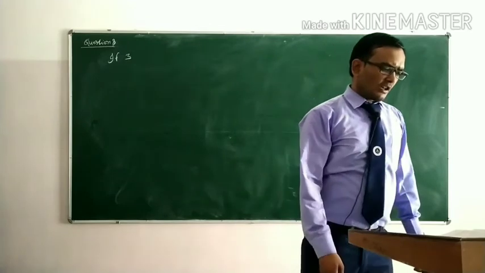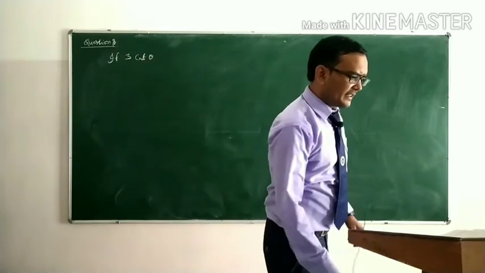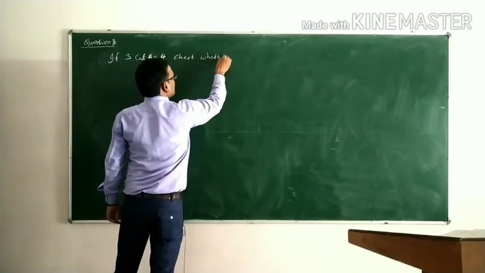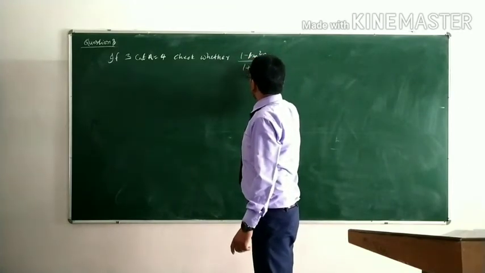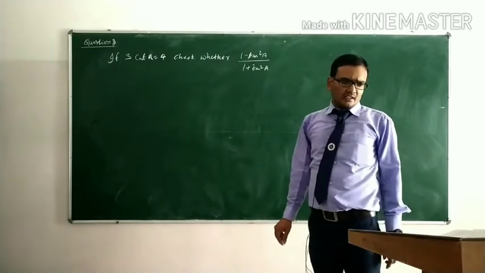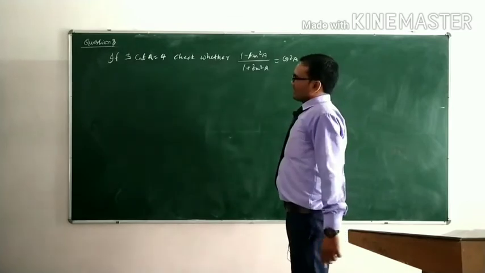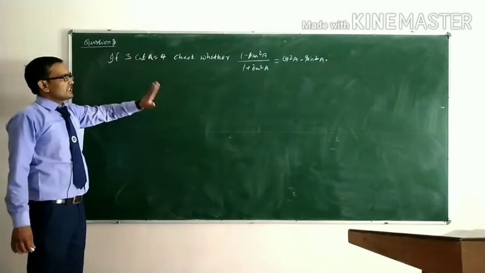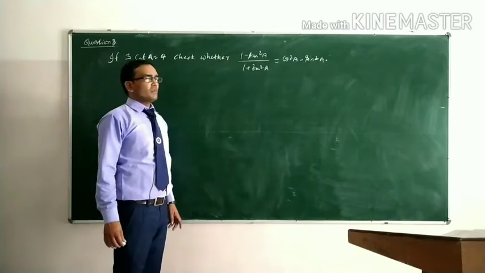If 3 cot A equals 4, check whether (1 minus tan square A) upon (1 plus tan square A) is equal to cos square A minus sin square A.